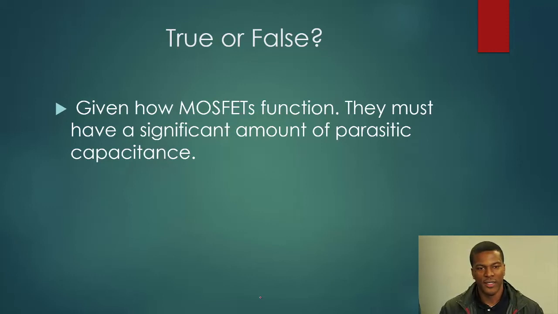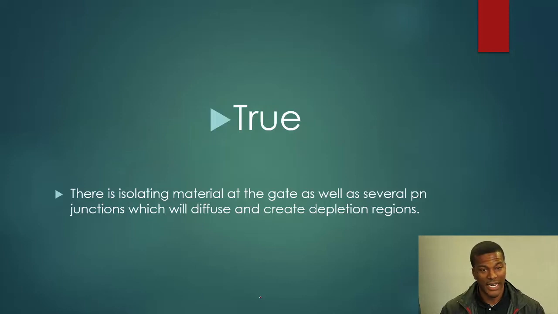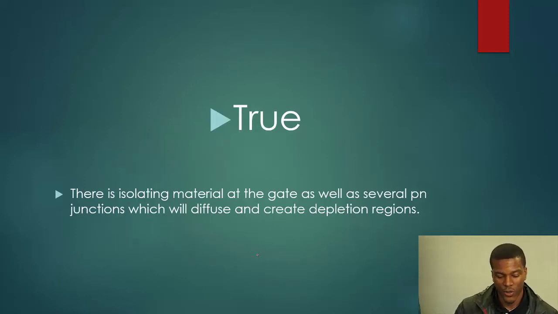True or false? Given how MOSFETs function, they must have a significant amount of parasitic capacitance. So we're thinking about this on a device level. We're thinking about this from how it's laid out using semiconductor materials. Is this statement true? It is. The answer is true.